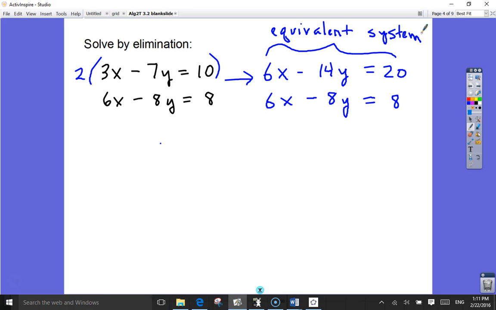Okay, so now, because the 6x's are the same, if I subtract the first line minus the second line, it'll cancel the 6x's. Well, that means I've got to subtract negative 14y minus negative 8y and 20 minus 8, right? Whatever I do here, I got to do here and here. So subtract, and I get 0 equals negative 6y, 0 minus 6y equals 12. Do you see that?